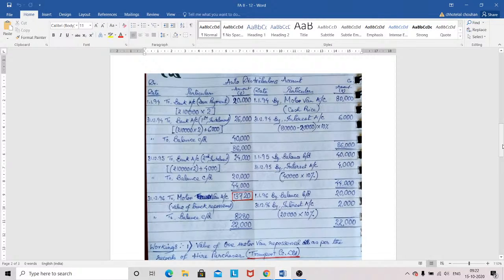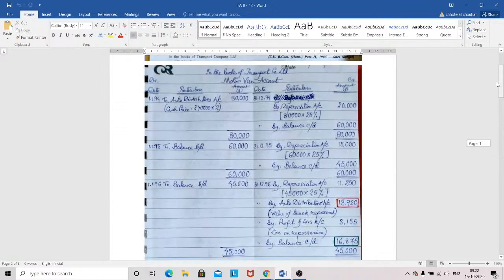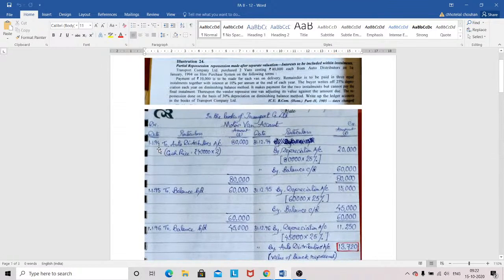Now, what is the date of purchase, and the cash price is given. The date of purchase is 1/1/1994, and it is given as 2 motor vans at the rate of rupees 40,000 each. Okay, so 1/1/94 to Auto Distributor account, in the bracket I have written cash price, it will be 40,000 into 2, so it will be 80,000.